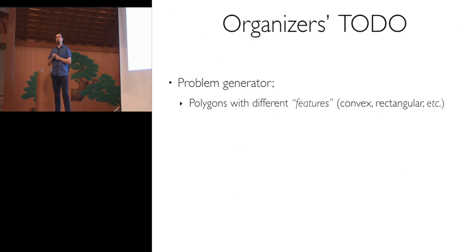First of all, we needed to have a generator for these problems. Obviously, we don't want to encode these polygons by hand. We want to generate them, and we also want this process to be highly customizable. So different galleries would have different features. Some of them would be convex, some of them will be rectilinear, and etc.